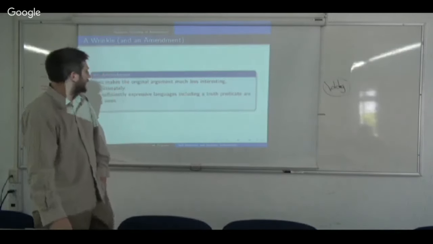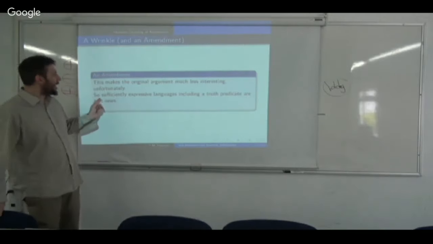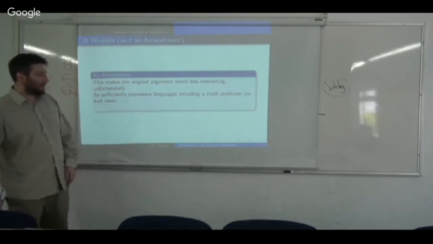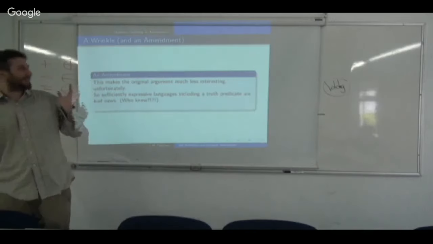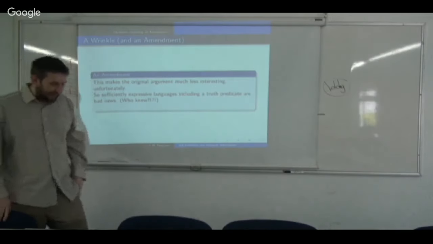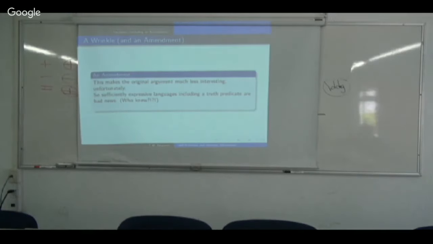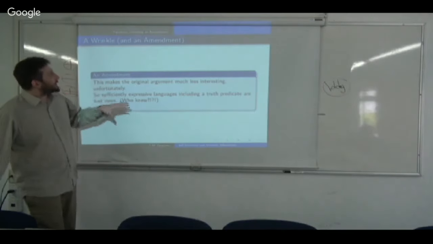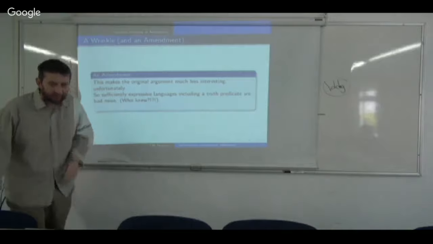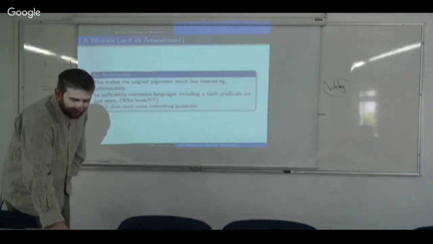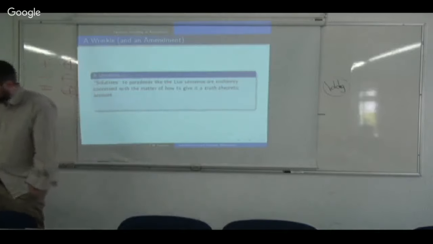Oh yeah, this is the lesson that I drew, right? Sufficiently expressive languages, including a truth predicate, are bad news. Who knew, right? So unfortunately, the argument in the paper I don't think was any good at this point. But it still, I think, suggests that there's something interesting about thinking about information in this context, because you have these modal considerations, and it brings out subtleties that I don't think are necessarily prevalent in just a vertical account, where we think about the truth value of a liar sentence.